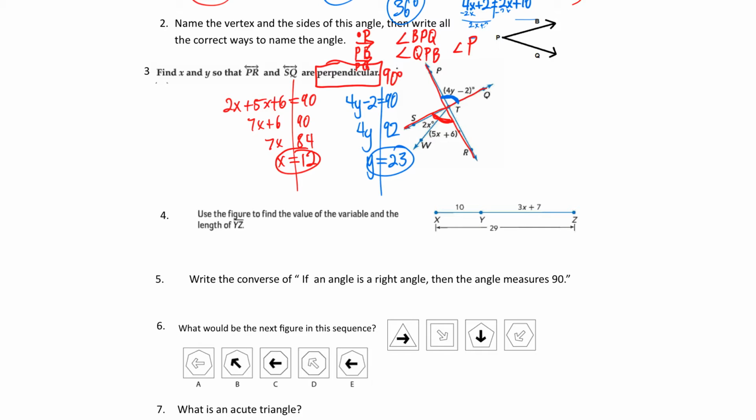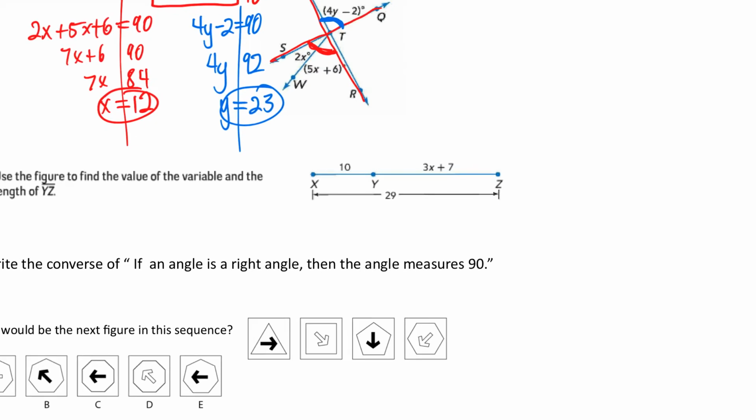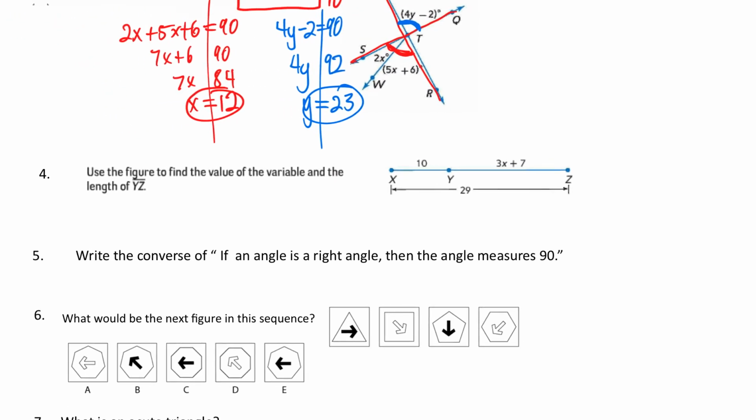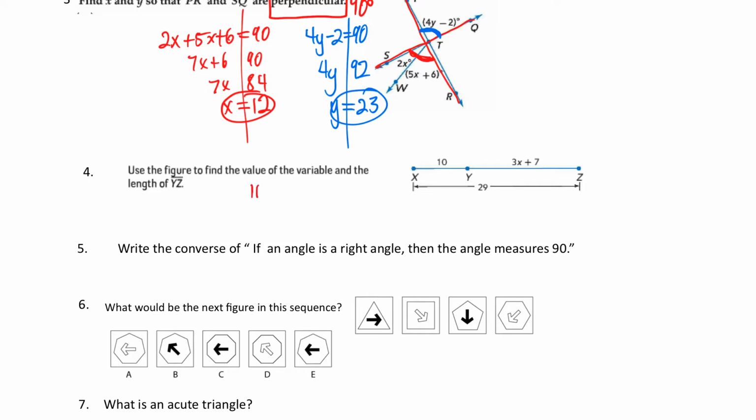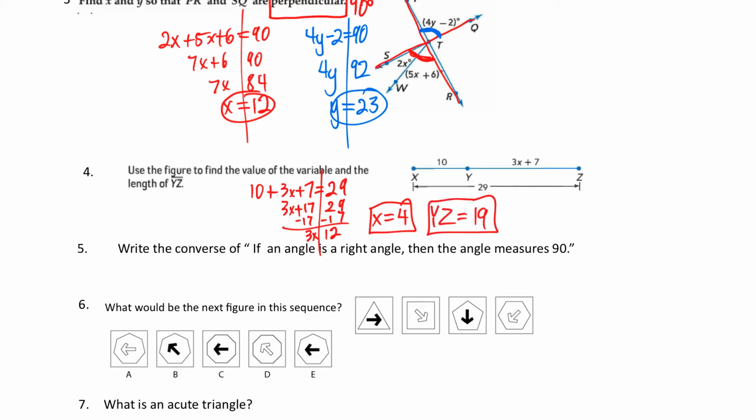All right, next one, number 4. So we need to find the value of the variable and the length of YZ. Well, okay, so how am I going to set this up to find the value of x? Okay, so 10 plus 3x plus 7 equals 29. All right, 2 smaller pieces add up to equal the whole thing. So 3x plus 17 equals 29. Subtract 17, 3x equals 12, which means x equals 4. And then how long is YZ? 19.